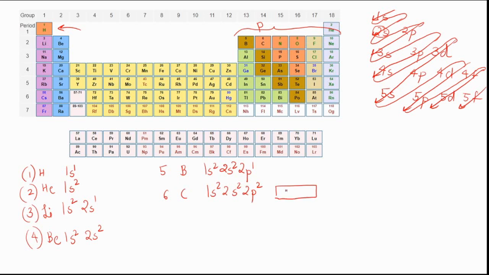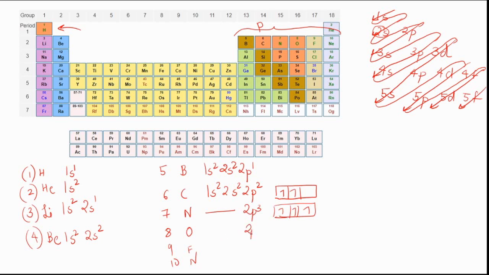If I just draw the P orbital, so this will be 1 and 2, and then it will start filling successively. Next we have nitrogen, oxygen, fluorine and neon, which are 7, 8, 9, 10. So 1s2 and 2s2 remain the same. Nitrogen will be 2p3, so 3 electrons singly filled. So this is a half filled orbital.